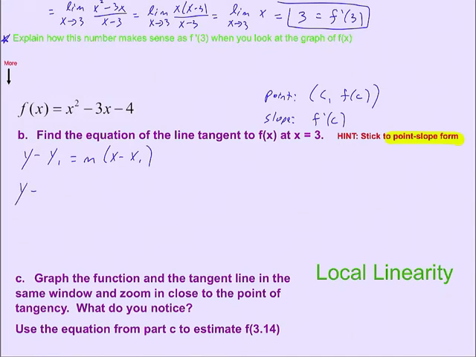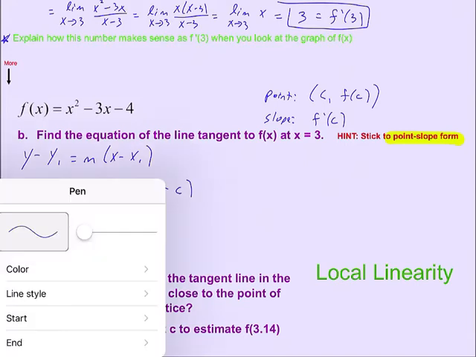Instead of y1, I'll call it the y value of my point. And instead of m, I'll call it the derivative at my point. And instead of x1, I'm going to use the constant. So if you kind of remember this, it's the same thing as point slope form. It just uses the notation that we'll have already used in the problem, so it makes it really easy to plug numbers in, if you can remember it.